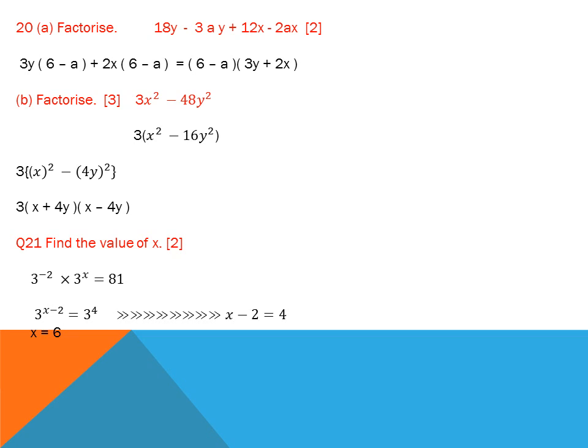Factorize 3x square minus 48y square. First I take 3 common, then the remainder is x square minus 16y square. Then I write x square minus 16y square as a square minus b square.